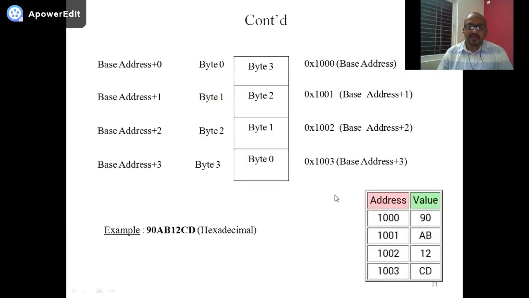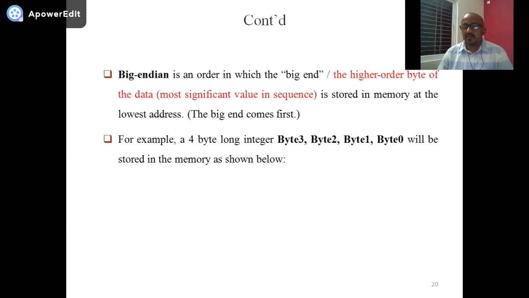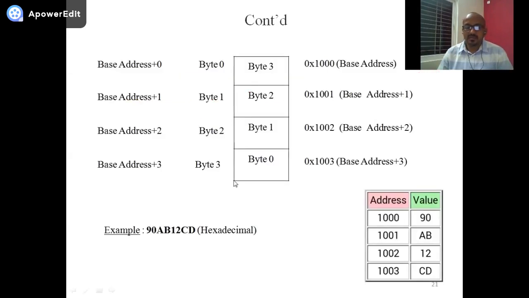In the big endian style, the higher byte of the data is stored at the lower address. That is also better understood with an example. Here the base address is 1000 and the next higher address locations go up to 1003. At the base address, byte 3 is stored, and at the higher address 1003, byte 0 is stored. So here you can make out the difference.